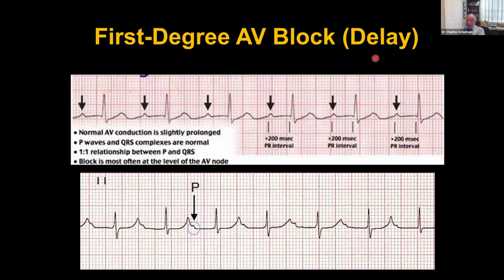So here's first degree AV block, or what it's more commonly called today, AV delay, not really block. But there's one-to-one conduction. Every QRS is preceded by a P wave, and the PR interval is greater than 200 milliseconds, and it doesn't change. Okay, here's another one with an even longer PR interval, such that the P wave is almost on top of the preceding T wave.